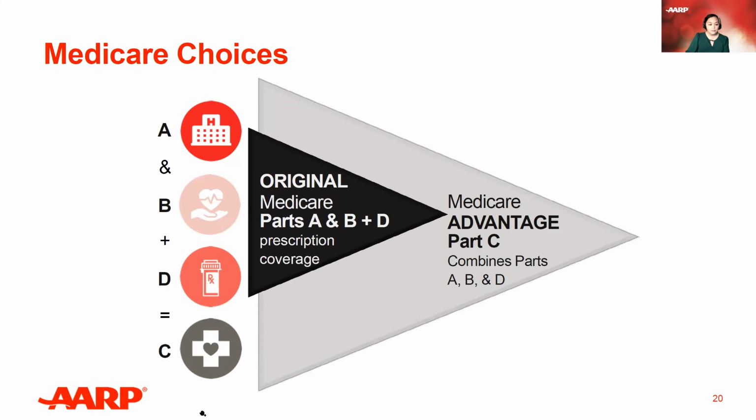Very basic information about Parts A through D. Here's just another visualization to capture the different pathways, as I mentioned. Medicare Choices: you can have parts A, B, and D through original Medicare. You have A and B, which is hospital and medical. D is your drug plan that you'd be shopping for and selecting your plan for. That's original Medicare, sometimes referred to as traditional Medicare.